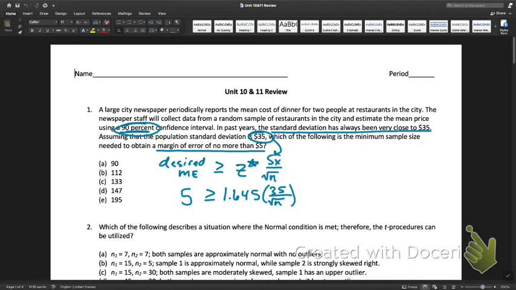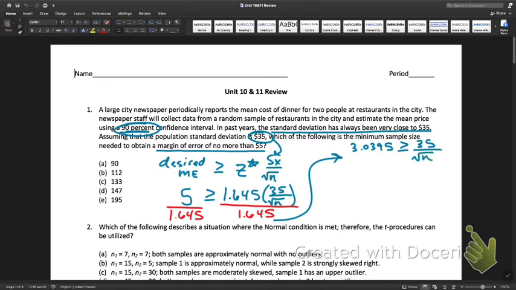Now we're just going to do some algebra here. Our first step, we're going to divide by 1.645 on both sides. And what that brings us to is we have 3.0395 is greater than or equal to 35 divided by the square root of the sample size. Remember that at this point, we would multiply by the square root of n and then divide by the 3.0395, which basically just means we're switching these two. So the square root of n is greater than or equal to 35 divided by 3.0395. All right, and now I'm just going to simplify. The square root of n is greater than or equal to 11.515.